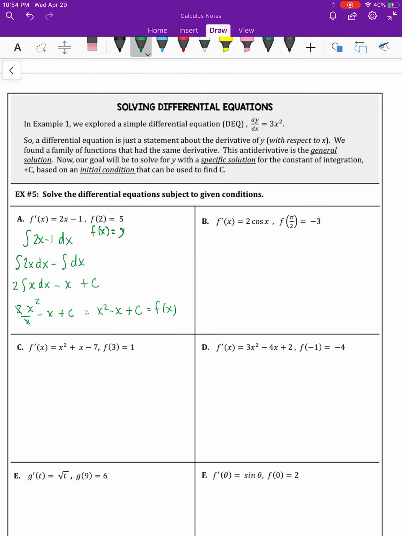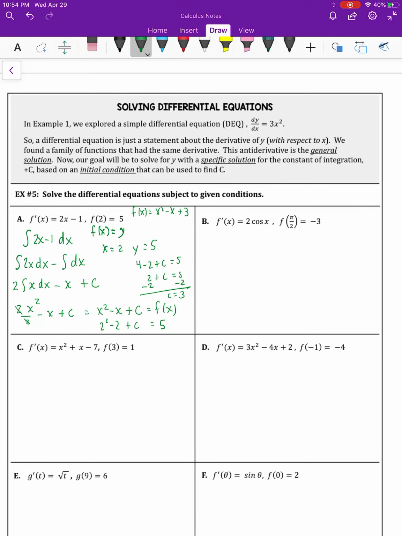Now, it tells me that my f of 2, now remember, this is like f of x equals y. So you're talking about when x is 2, my y is 5. So if I'm going to put a 2 in here and a 5 in here, because this is like my y value, I can solve for c. I'm running out of space here, guys, so I'm going to bring it up here. 4 minus 2 plus c equals 5. So 2 plus c equals 5. If I subtract 2 from both sides, my c is 3.